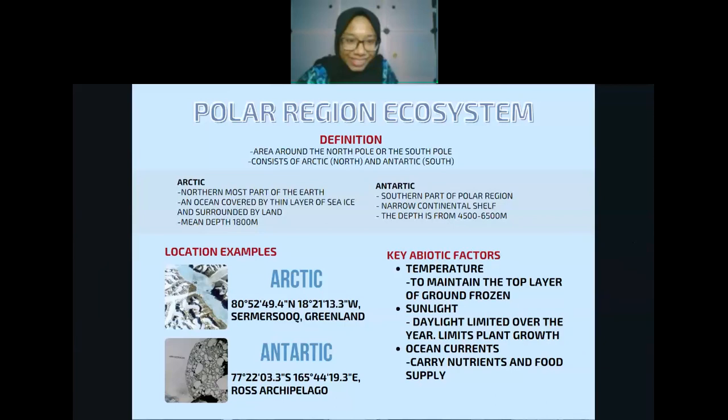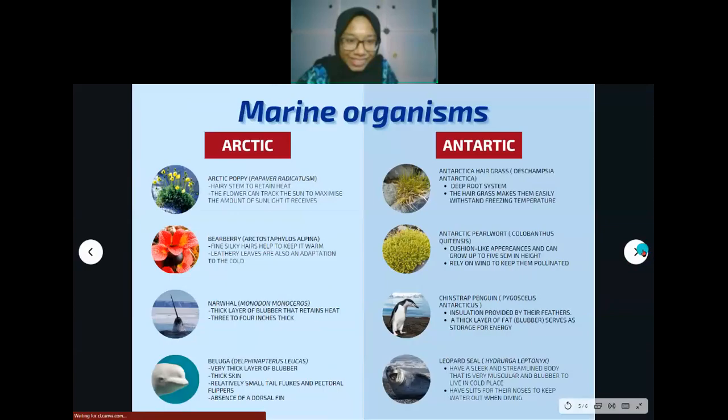So the key abiotic factors affecting this ecosystem are temperature, sunlight, and ocean current. First of all, for the temperature, it functions to keep the top layer of ground frozen. And the next one, for the sunlight, it limits the daylight at the polar region over the years, thus limiting the plant growth in this ecosystem. The last one is ocean currents. Ocean currents help by carrying nutrients and food supply along the ecosystem.